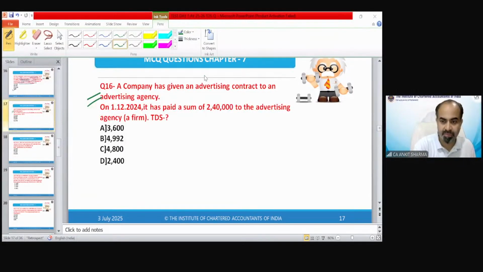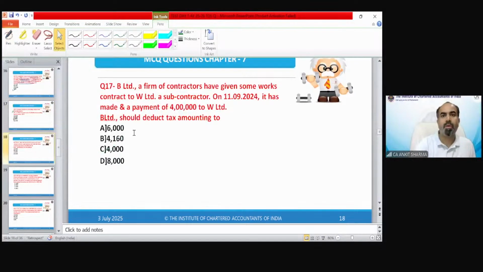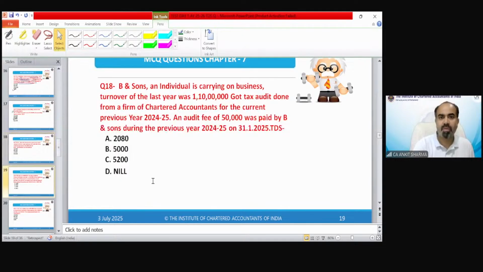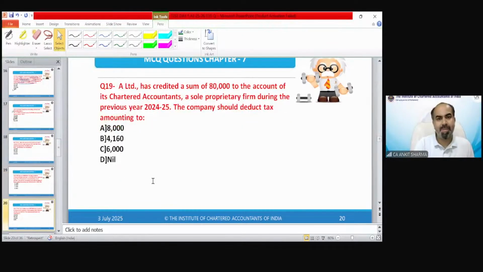Moving ahead. The correct answer of question number 16 is, friends, C. B Limited, a firm of contractor, same kind of question. B and Sons, same kind of question. A Limited has credited a sum of 80,000 to the account of a chartered accountant. Under 194J, because it is exceeding 30,000, TDS needs to be deducted, and the correct answer in this case would be A.